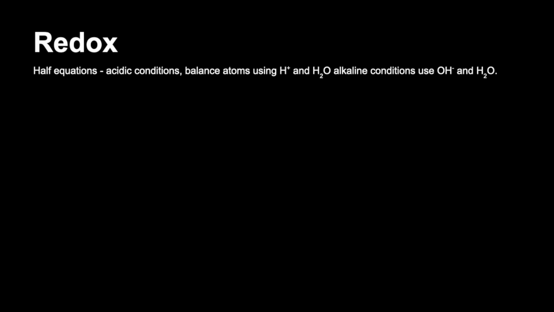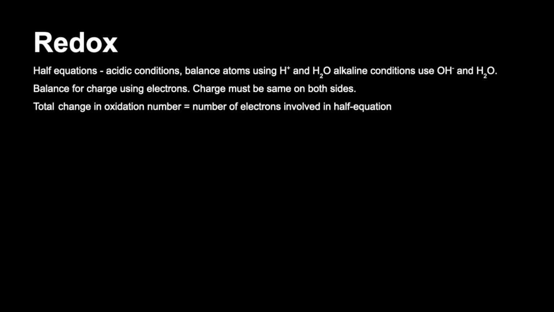Next topic I look at is redox. When you're writing half equations, if it's acidic conditions, you balance the atoms using H plus ions and H2O. If it's alkaline conditions, use OH minus ions and H2O. Once all the atoms are in, we balance for charge left and right using electrons. The charge must be the same on both sides.